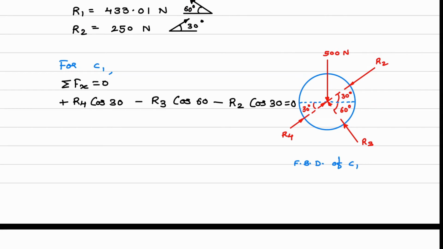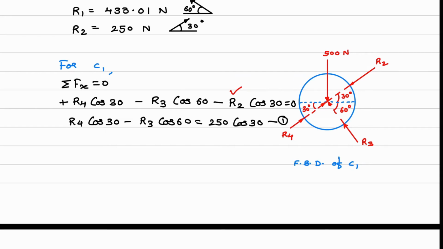Now in this case, we have the value of R2, so we can get an equation in terms of R4 and R3. I'll write down the equation. R4 cos 30 minus R3 cos 60 is equal to 250 cos 30. Suppose this is equation 1.